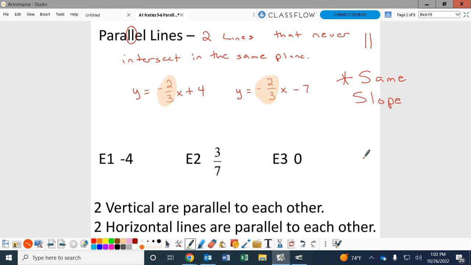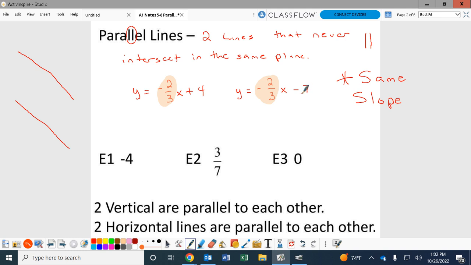The y-intercept does not matter. All that means is that the line crosses the y-axis at a different point. If you had these two lines, you might have it look like this, and then another one down here. Okay? They're still parallel. They just hit at different points along the y-axis. That number does not make any difference on whether they're parallel. The only number that matters is the slope.